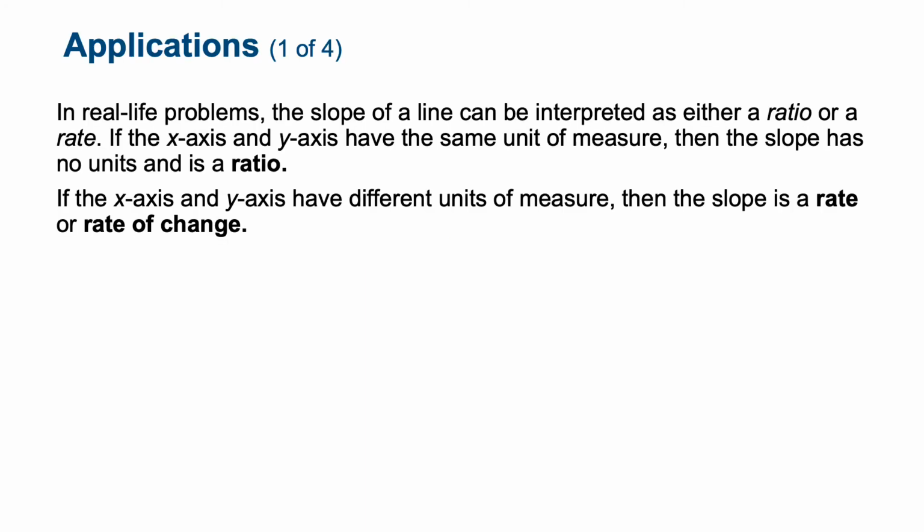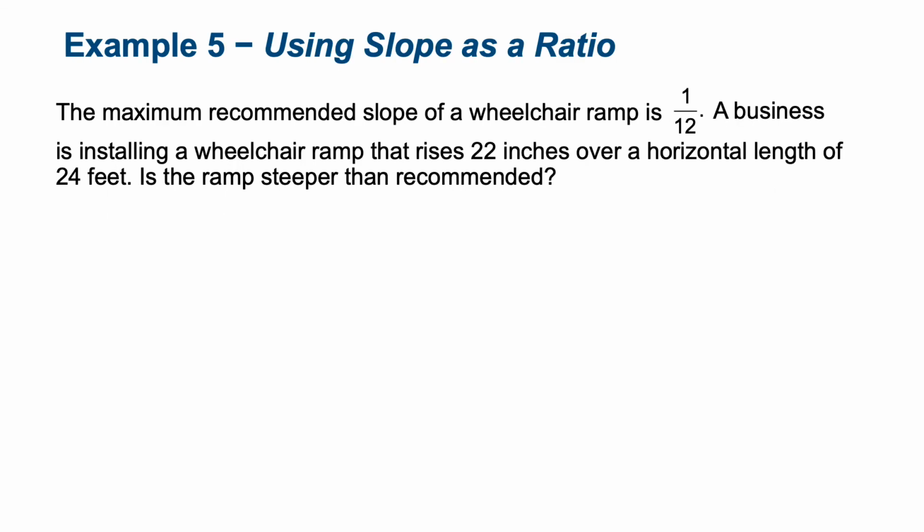All right, let's do a few applications. In real life problems, these are very common. So the slope of a line can also be interpreted as a ratio or a rate. If the x-axis and the y-axis have the same unit of measure, the slope has no units and is a ratio. When I'm talking about units of measure, I'm talking about things like inches, centimeters, feet. If the x and the y-axis have different units, the slope is a rate or rate of change.